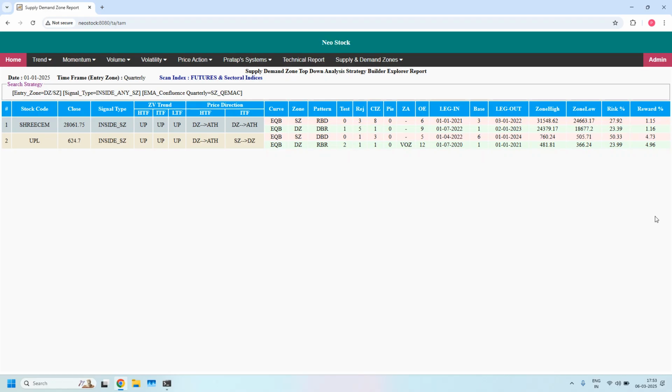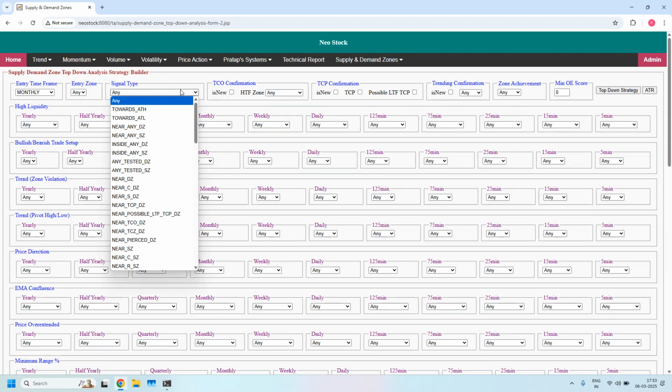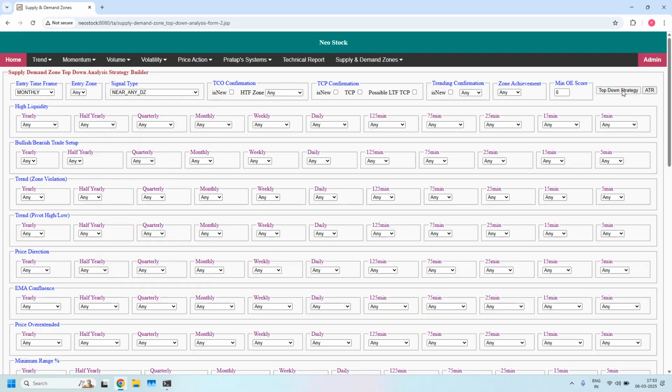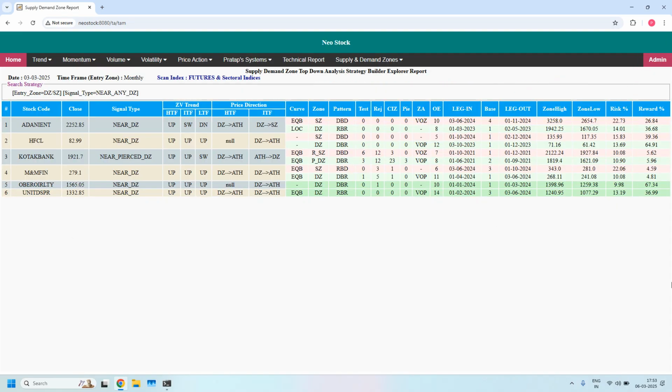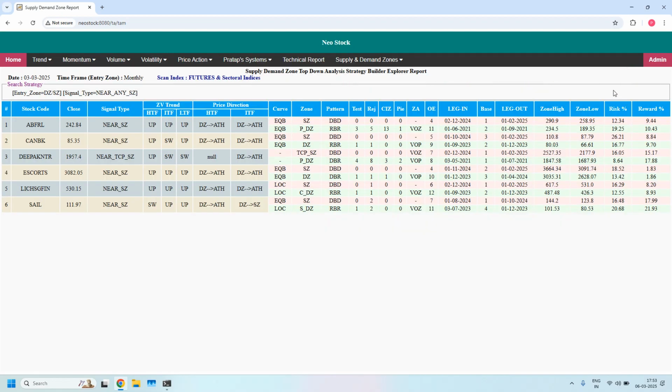So this is about quarterly time frame. The next time frame is monthly. Stocks near monthly demand zone, we got 6 stocks. Next, stocks near monthly supply zone, we got again 6 stocks, another 6 stocks.